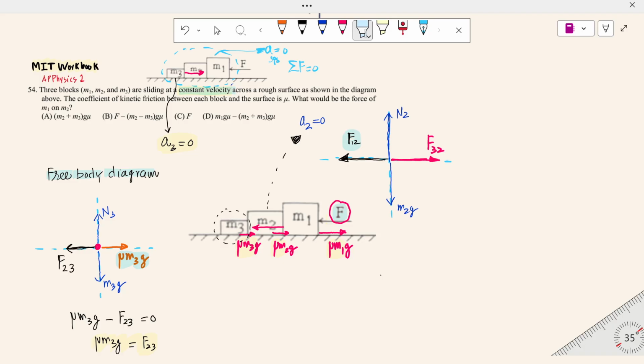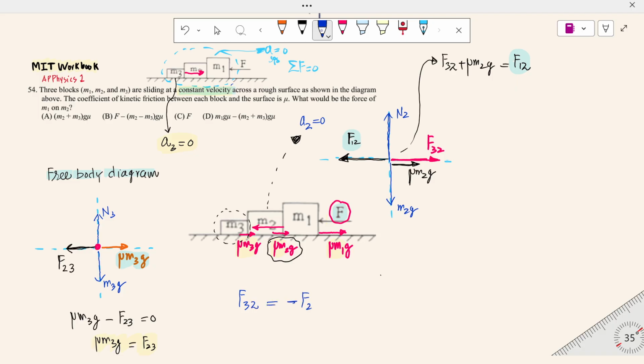And don't you think that these two forces are equal? And don't forget to add this force also in this direction. Which force? The one I had already drawn here, the frictional force applied by the surface on block 2. So what is the equation that we got from this? We can say that the sum of these two forces, including mu m2g, is equal to F12, which is required in this question.